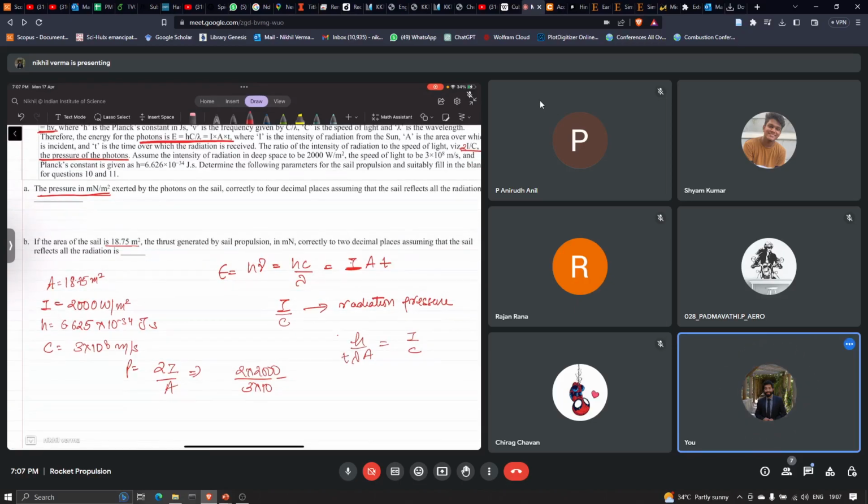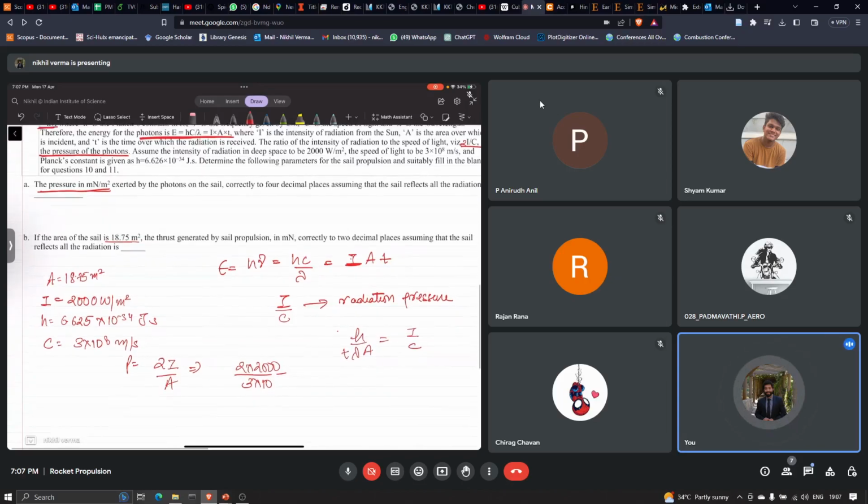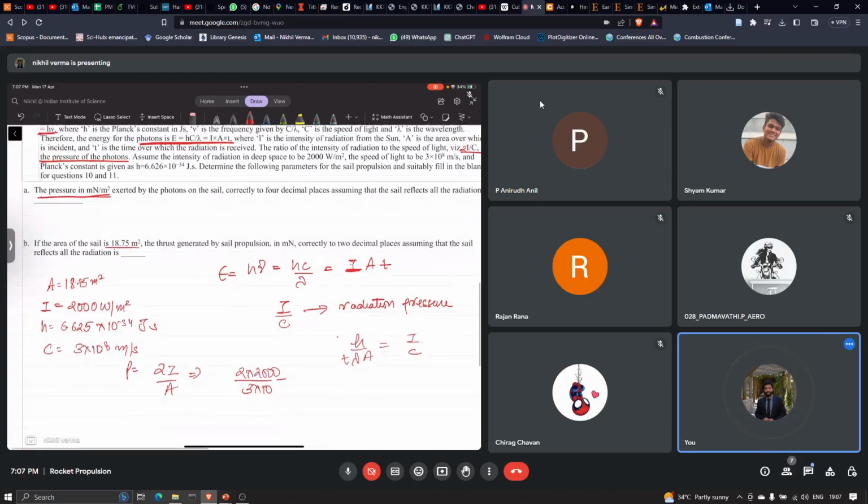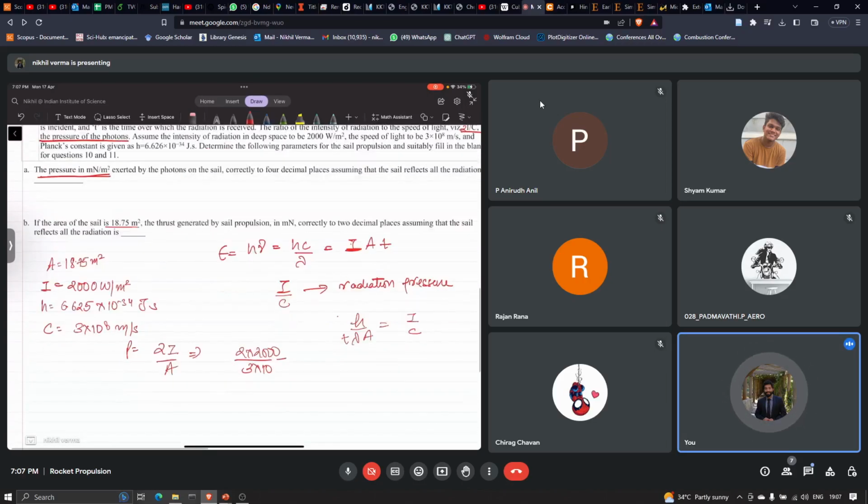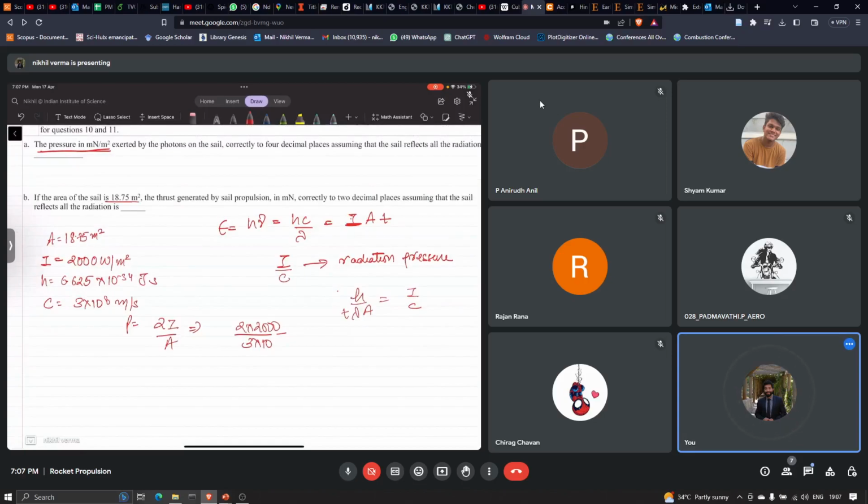This is also written in this way, that it is 2I by C. Sorry, it is C, not A. This is 2I by C. Yeah, sorry, thank you for that. With 10 to the power 8, this is 0.0134 millinewton per meter square.